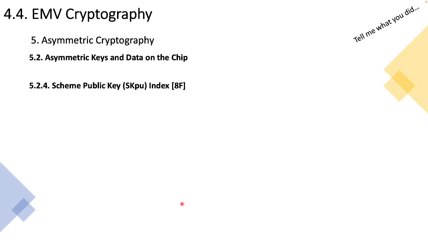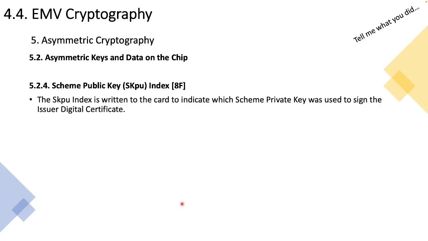The next concept you need to know about is the scheme public key index. Remember, we said that the issuer sent their public key to the scheme, and the scheme signed it with the private key. So when the scheme returns the certificate to the issuer, they will also send them the scheme public key index, the index of the key set that they used to create the issuer digital certificate.